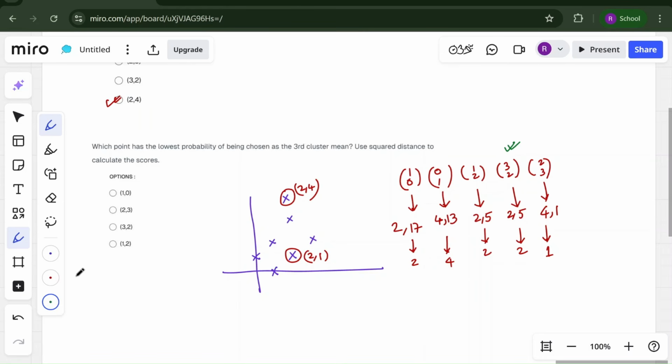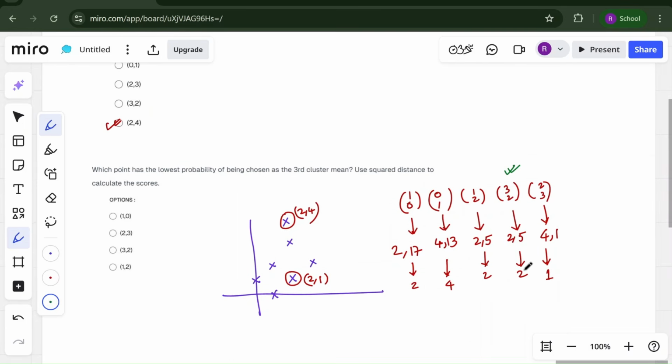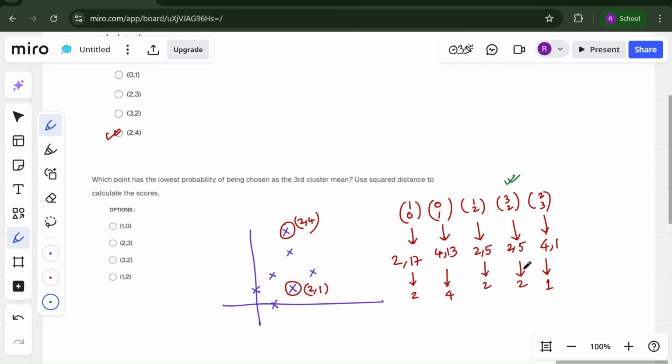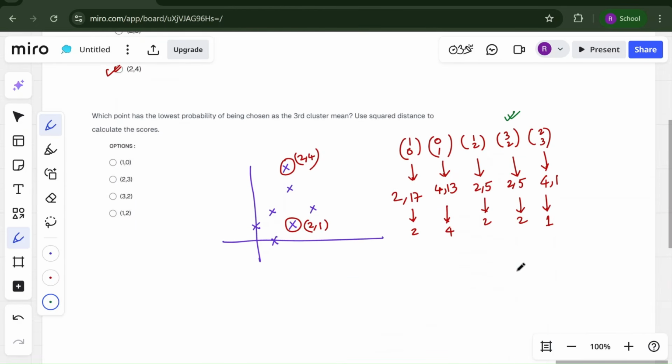Whatever is minimum you have to take, and now you have to take the largest. Is that right? Should we take the largest only? Yes, take the largest only. And the largest turns out to be, oh, lowest. Oh, they're asking for the lowest probability. I was thinking about the highest one. So the lowest probability is that of this, which is 2, 3.